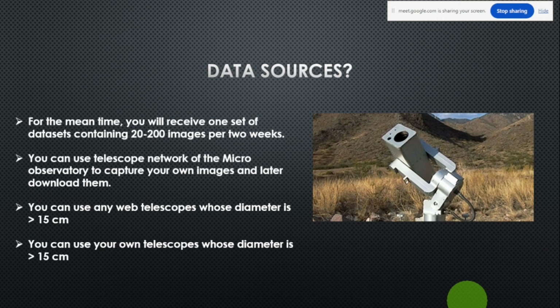So now, assuming you are very passionate about the project and you want more data, 2 weeks is too long. How do you get your data? You can use the telescope network of the MicroObservatory to capture your own images. I'm going to give you access to this telescope. It belongs to NASA, and I'm going to teach you how you can use it. You can just order your own images, and this telescope will automatically get those images for you.